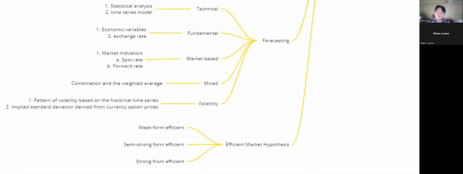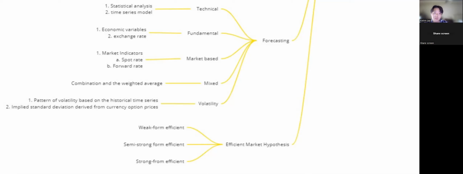Weak form says that today's stock prices reflect all the data of past prices and that no form of technical analysis can aid investors. While the semi-strong says that investors cannot utilize either technical or fundamental analysis, but information not available to the public maybe can help investors.